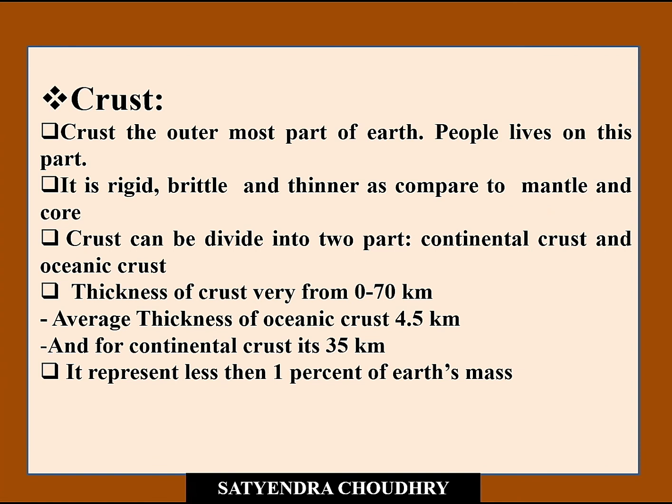You can divide crust into two parts: continental crust and oceanic crust. The thickness of the crust varies from 0 to 70 km. For oceanic crust, it is 4.5 km, and the average thickness of continental crust is 35 km. Crust represents less than 1% of the mass of Earth.